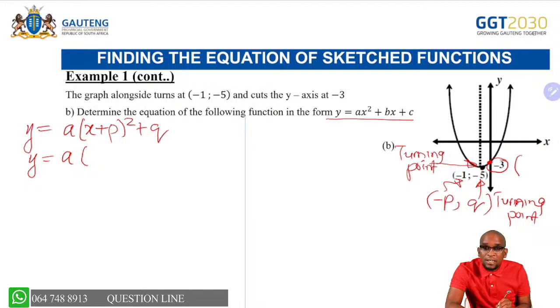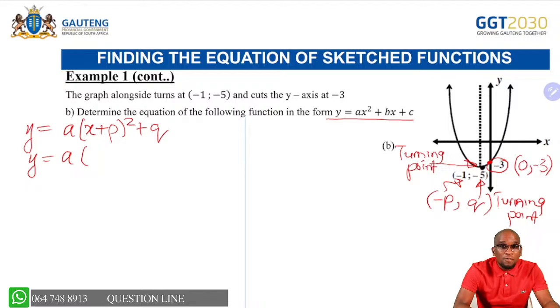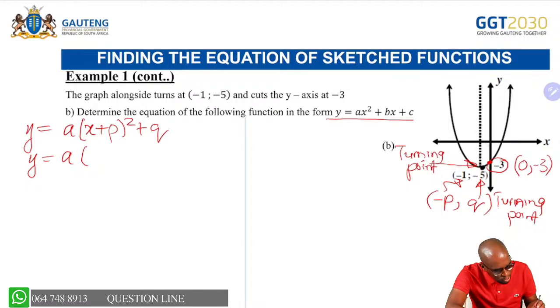So I know I can write the coordinates of this additional point: x is 0 on the y-axis and y is negative 3. So now the first thing that I'm going to do is substitute in that form. I substitute the turning point first, and then I'll substitute the additional point. Other learners can just substitute everything at once, but I'll do it step by step. So now this would be x, and I know that my p is negative 1, so now I will substitute the value of p there.